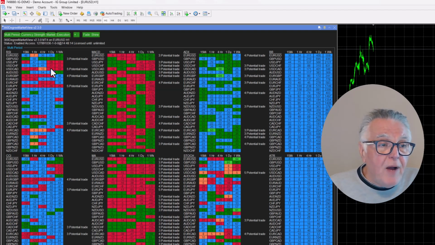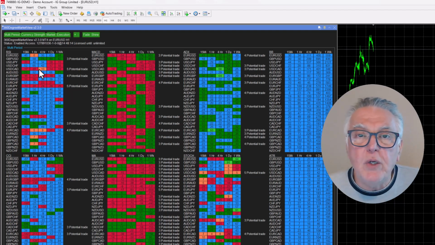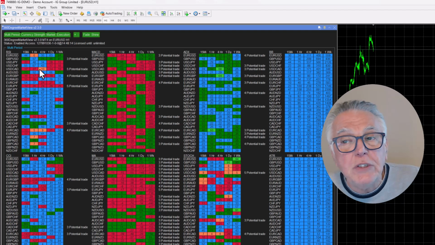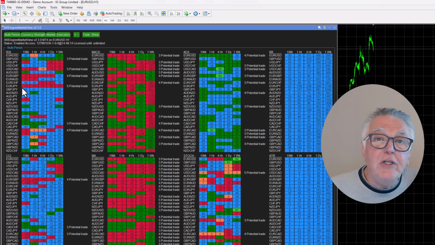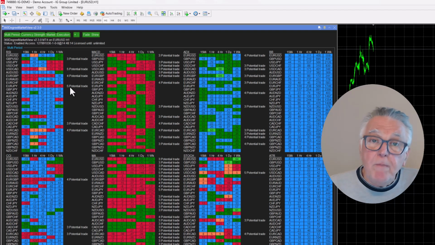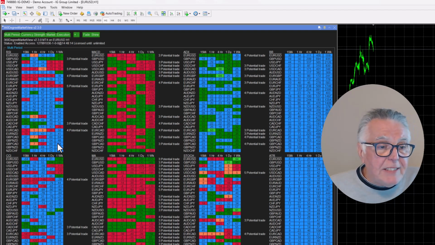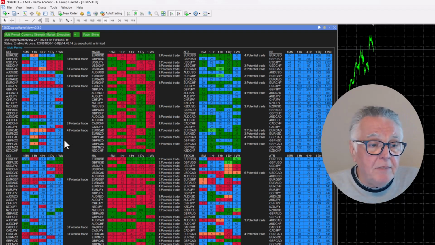Here we've got 5. The CAD currently is so oversold that the chances of reversal are very strong. So I want to know about that. I want to know about these ones. The euro yen, same thing, so oversold, is bound to retrace. And that's how you find deals in the market.